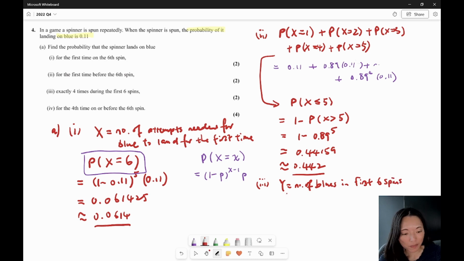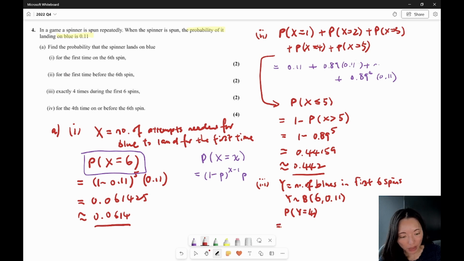Based on the question, Y follows a binomial distribution with 6 attempts, because we've been told that we're spinning the spinner 6 times, and the probability of success to get a blue is 0.11. And I'm interested in the probability of Y equals 4. So what's the probability that, looking back at the question, we get blue exactly 4 times in the first 6 spins?